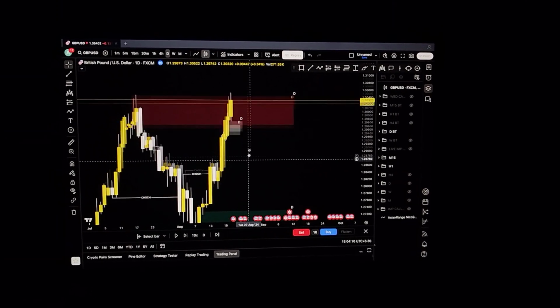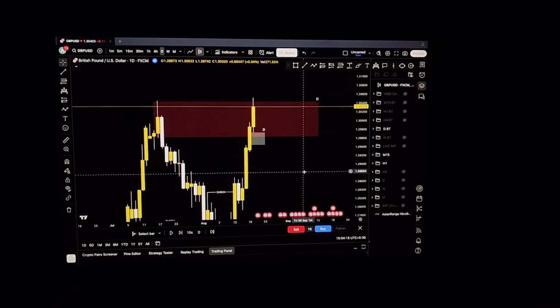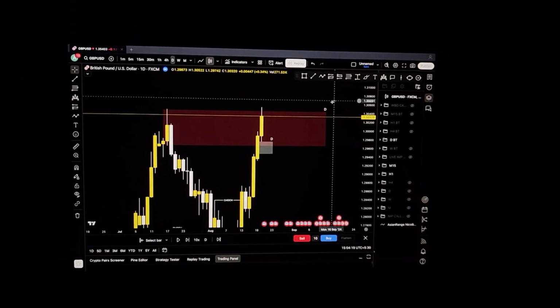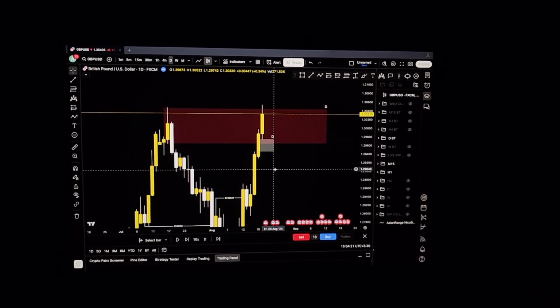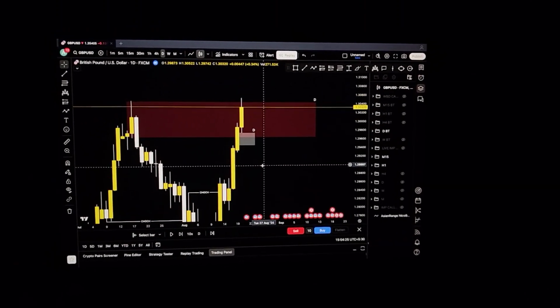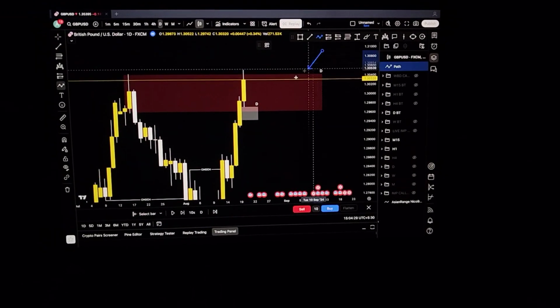So I will not show you how I mark the supply and demand because it's very easy and it's literally the same thing I do. I have also written it somewhere, right? So if you want to learn how to mark these zones, you can watch my previous videos, or also you can DM me on Instagram. Okay, so I'll be replying to all of the messages here.